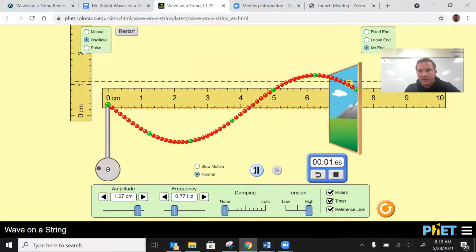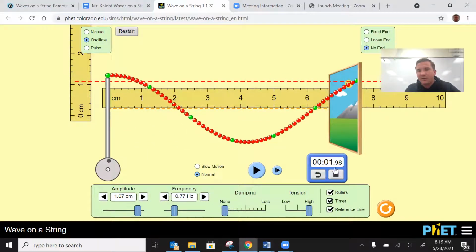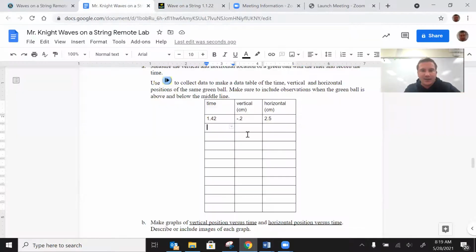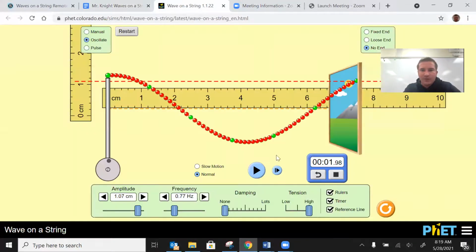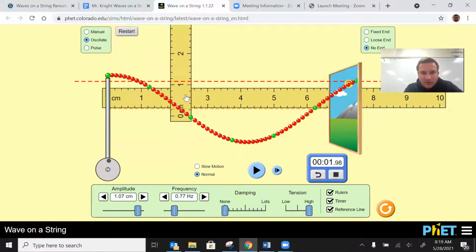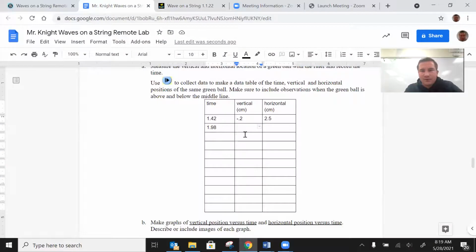So press play, press pause again, right? I've gone to 1.98 seconds. Measure the vertical distance again. I was using this one, so this is negative still because it's below the line, and that will put me at, maybe I should be doing this in slow motion. 0.2, 0.3. Right, in between would be 0.3, negative 0.3.